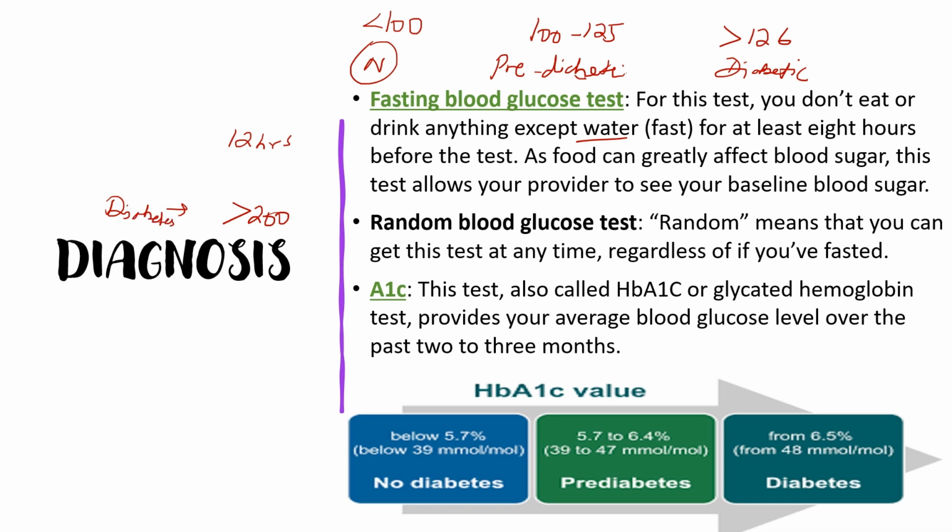An HbA1c or glycated hemoglobin test provides an average blood glucose level over the past 2 to 3 months, and in clinical practice, this test is generally used to diagnose a patient with diabetes. A normal patient will have the value below 5.7% or 39 millimole per mole, whereas the pre-diabetic stage starts from 5.7 to 6.4, and the diabetic stage starts from more than 6.5 or 6.5, that is 48 millimole per mole.